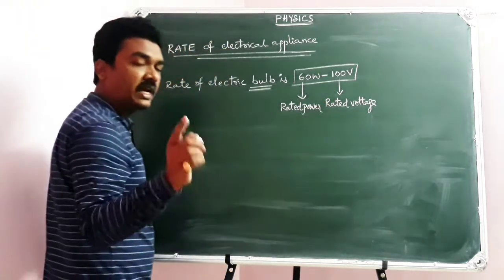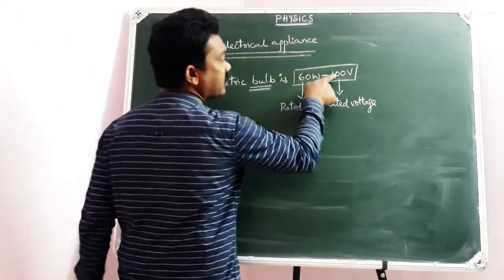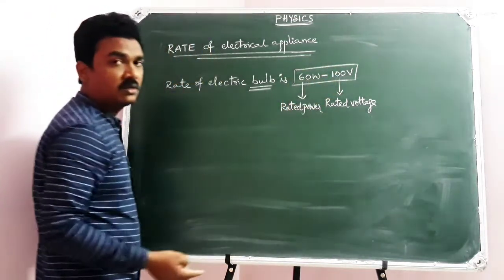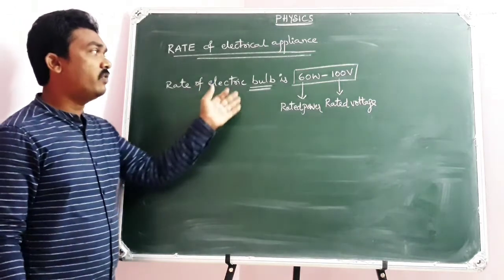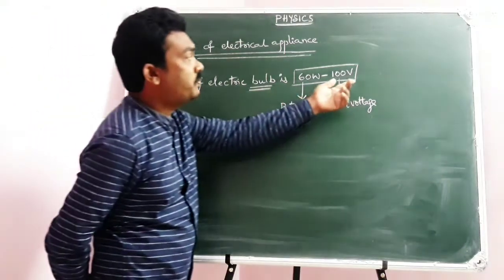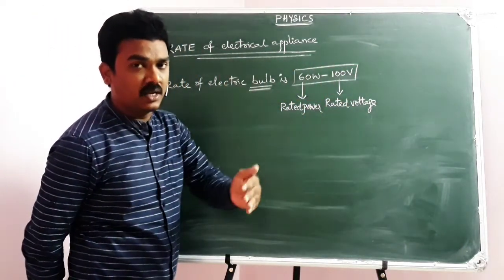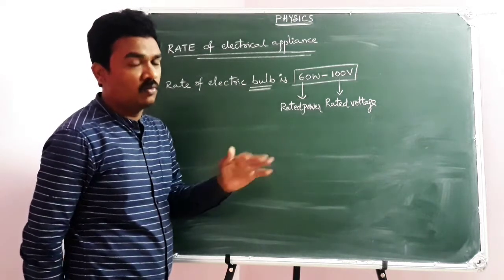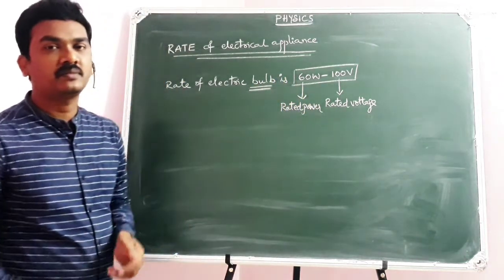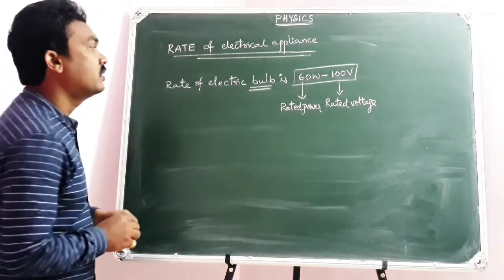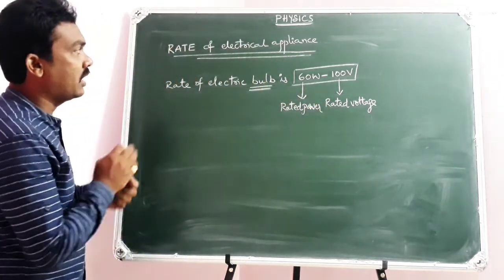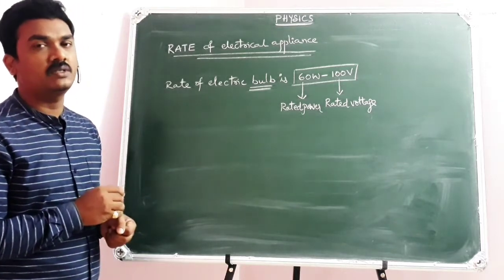Practically, the potential difference across the bulb can be different from this. The electric power consumed by the appliance can be different from this. But as I said, the rating of the electrical appliance is 60 watt at 100 volts. This is the maximum potential difference that you can apply across the bulb, not more than that. And this is the maximum power that can be consumed. This is very, very important. So this is called rated power, this is called rated voltage. Hope you got clarity on the rating of an electrical appliance.